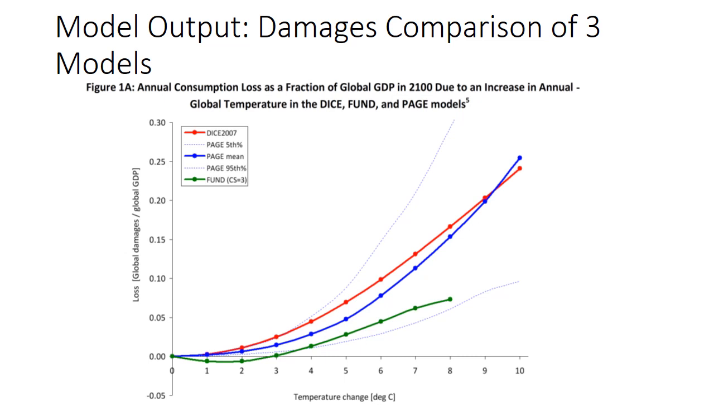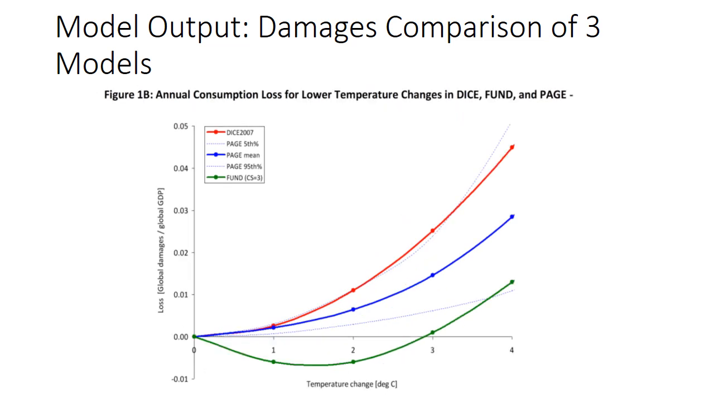Well, the FUND model actually shows that at low temperature increases, the global economy benefits. So you see a negative impact on GDP losses, essentially, at low temperatures. This is just zooming in on that. We're showing that the FUND model has a negative GDP loss, so a GDP gain from low temperature increases.